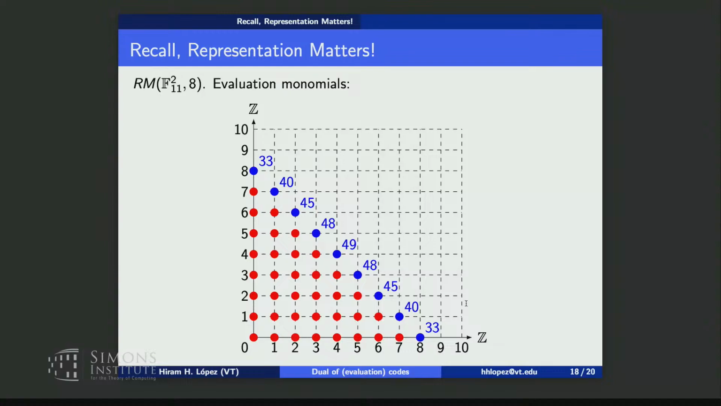Okay, so now that I know this game, maybe I can figure out which points I can add without changing the minimum distance. So the representation matters. You have the Reed-Muller code, which is just a vector space. You don't know how to find the minimum distance, or let's say that you don't know which vectors you can add. Here you can find the evaluation representation. And now you use the monomials, and now it's just a game.